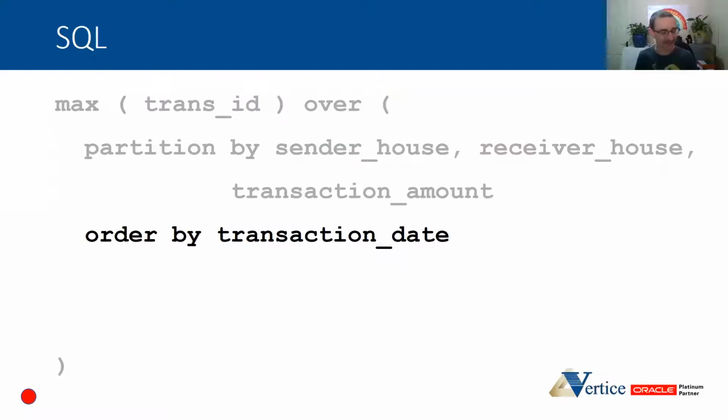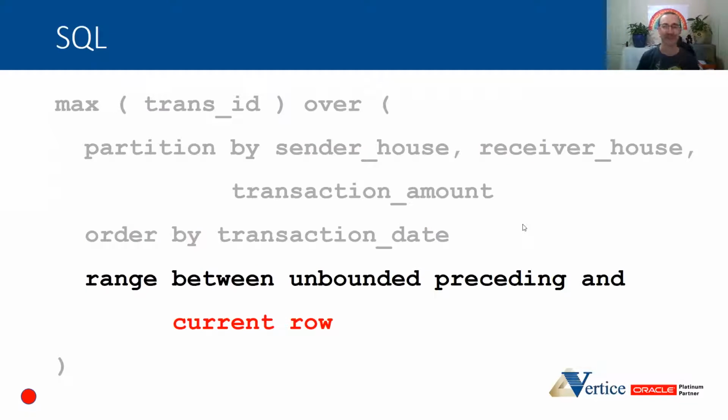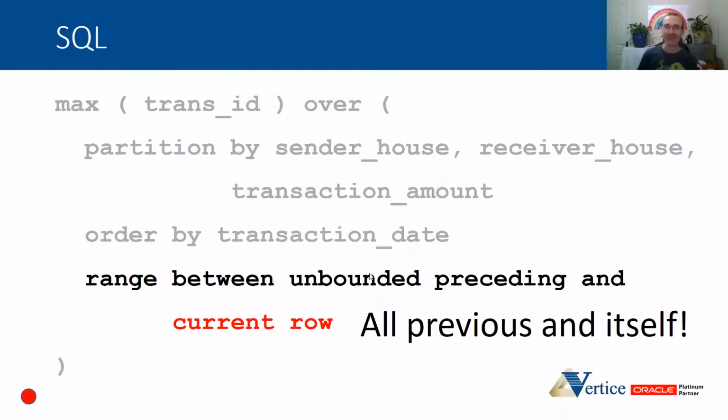There's a problem here. If this is all we do, there is a default windowing clause for analytic functions, and that is range between unbounded preceding and current row. So this is an implicit clause. It doesn't sound right, does it? So what does that mean? Well, it means we are including the entire history of transactions plus the current row.